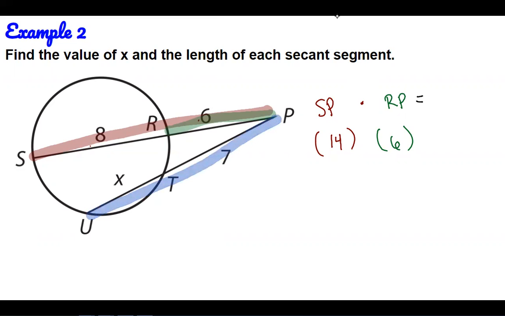Equals my entire secant, UT. UT is UP, which equals X plus 7, and it's multiplied by my external piece. What's the external piece? TP, and it's what? 7. All right, let's go ahead and find X and see what you guys get.